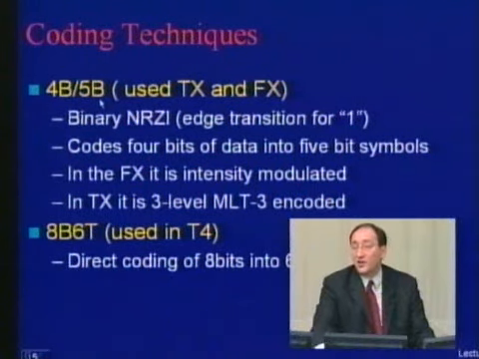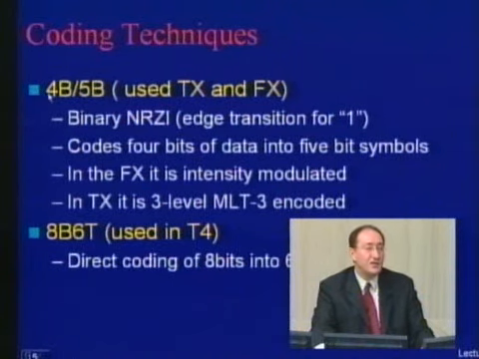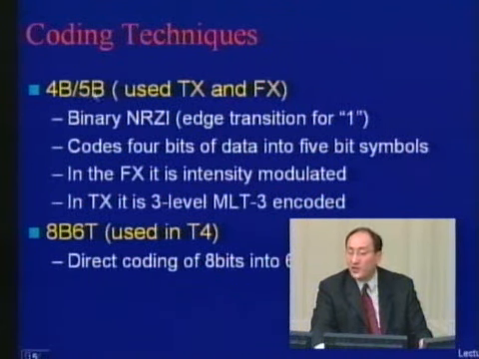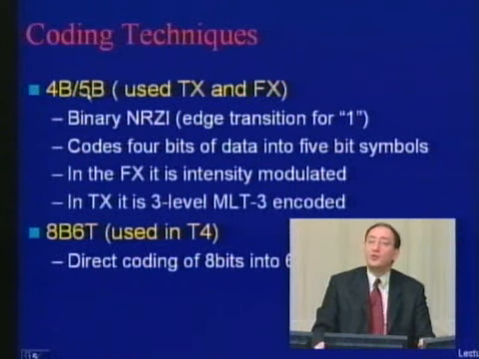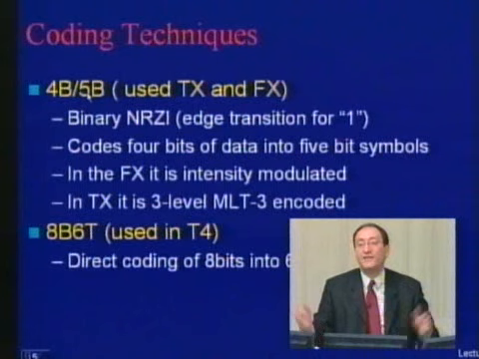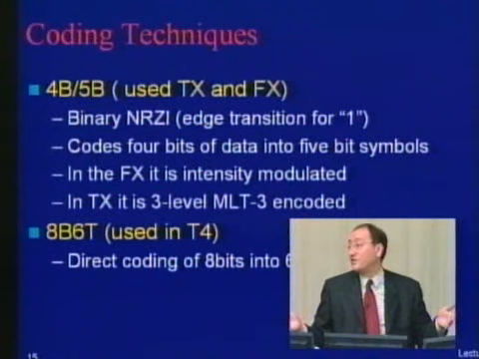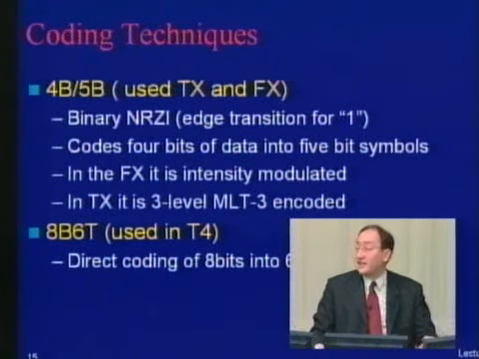Manchester coding was what? 1B, 2B. This is 4B, 5B. It means you have 4 incoming bits, and you code them in 5 bits. Okay? But when you code them, you try to code them to secure at least 2 transitions in 5 bits. Why do you want transitions? You remember that for synchronization. Now, so that's the first thing.